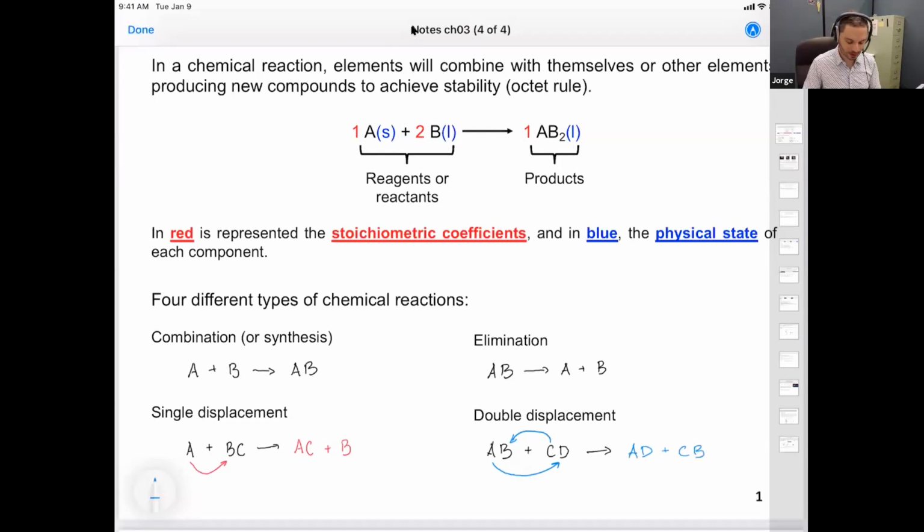At this point it is just a simple concept. I don't expect you to know who is stronger. You need to look at a chemical reaction and tell me what type of reaction you have.